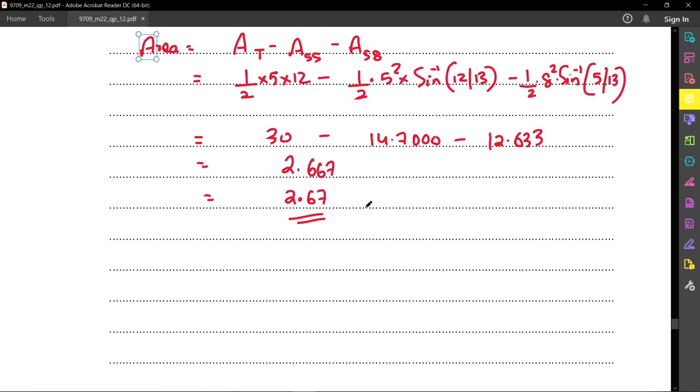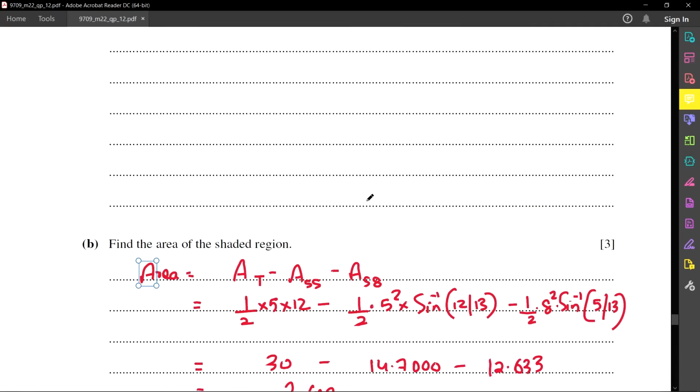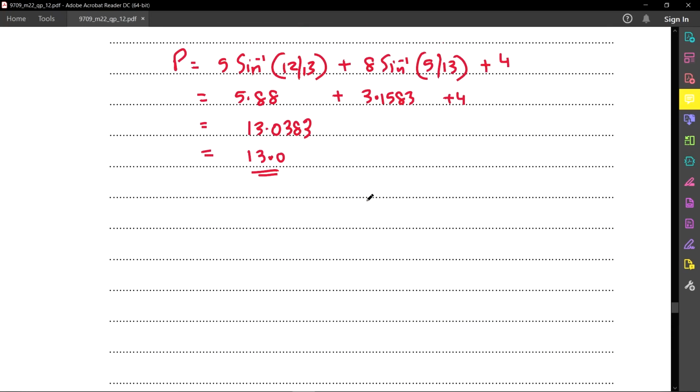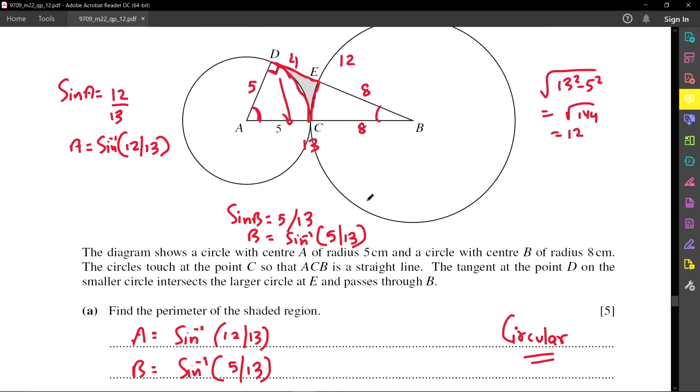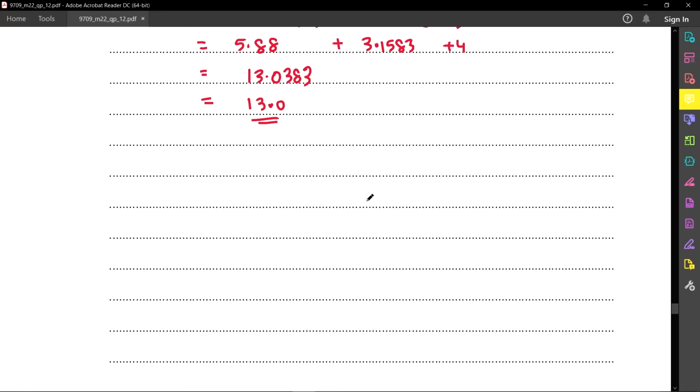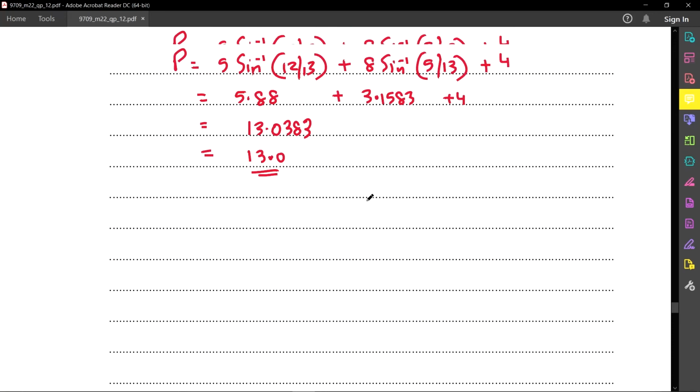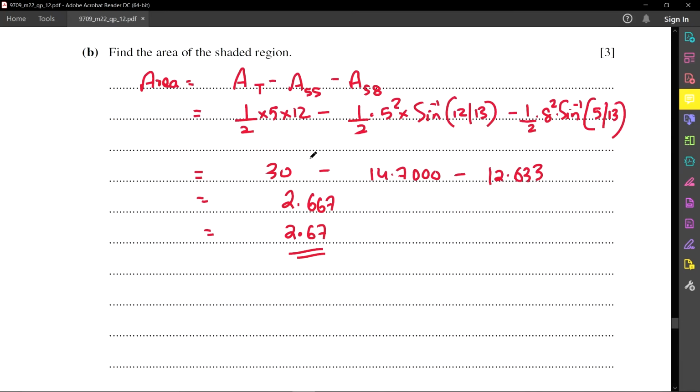It's given in centimeters. So the perimeter is 13 centimeters. The units are very important, and for the area it will be square centimeters.